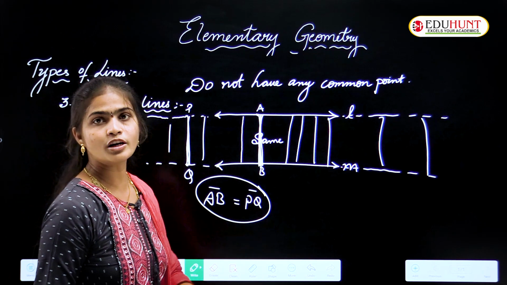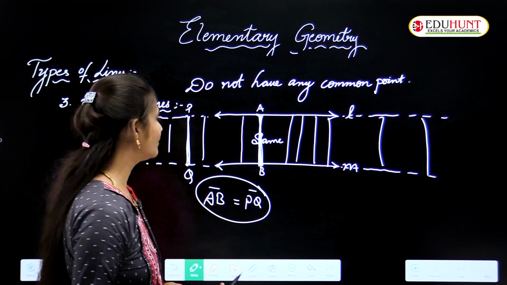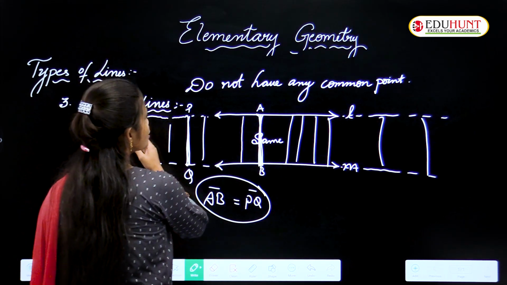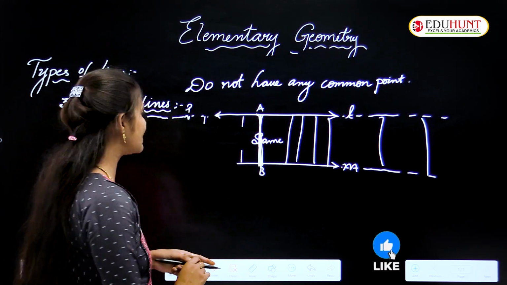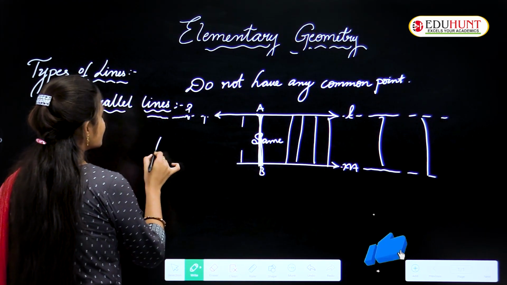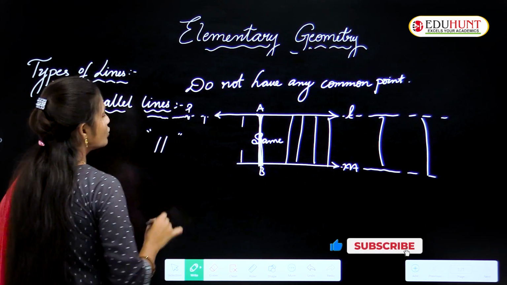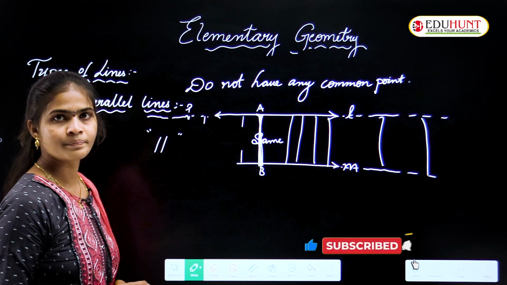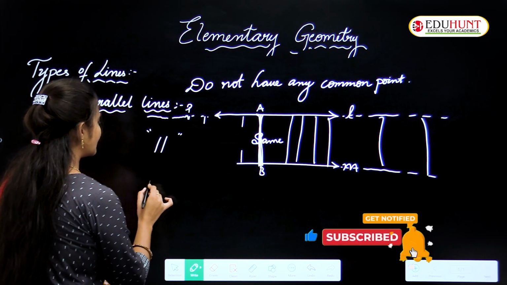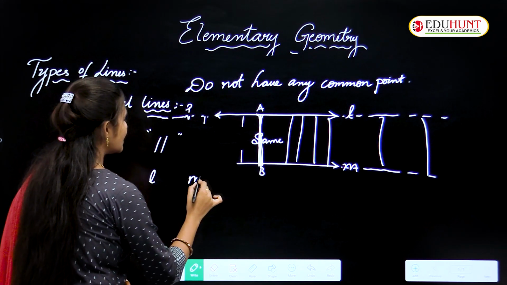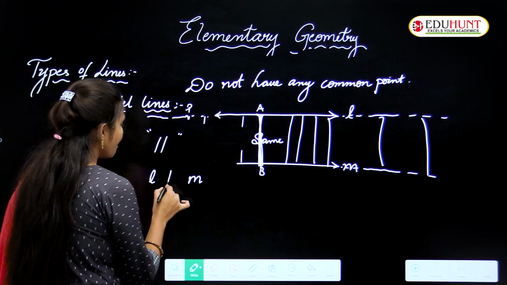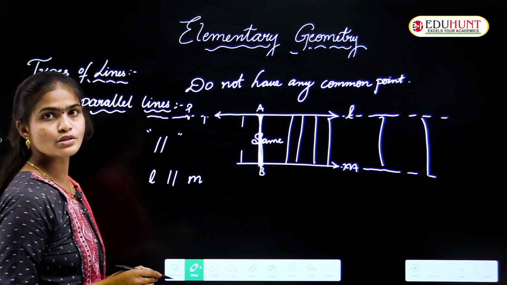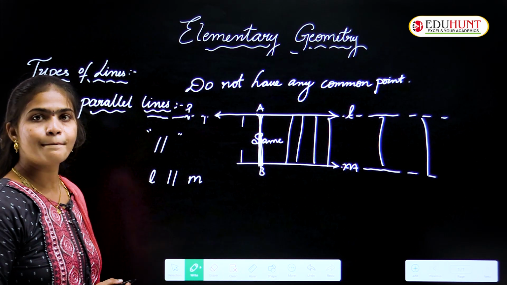Okay, and they do not meet at any point. So we will call those two parallel lines. So how to represent parallel lines? Here, this is the symbol we need to use for parallel lines. Here, what are those two lines? L and another one is M. So how to represent these parallel lines? L is parallel to M. So this is the representation for parallel lines.